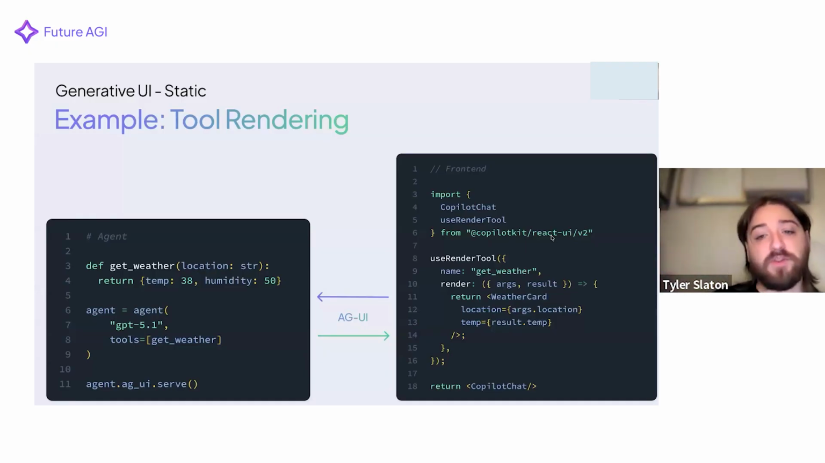On the right-hand side, we have two things really going on. We have a Copilot chat, which is one of our pre-built components, which I'll show you in a little bit. And then we have use render tool. What does use render tool do? Well, use render tool allows you to bind a renderer, or just a component in React, to that weather tool. So in this case, we call on line 9 the get weather tool, and we render it with the component on line 11 for the weather card, where we pass in the arguments of the location as well as the result.temperature. Then finally, at the end, we return a Copilot chat component, which is one of our pre-built components you can utilize.